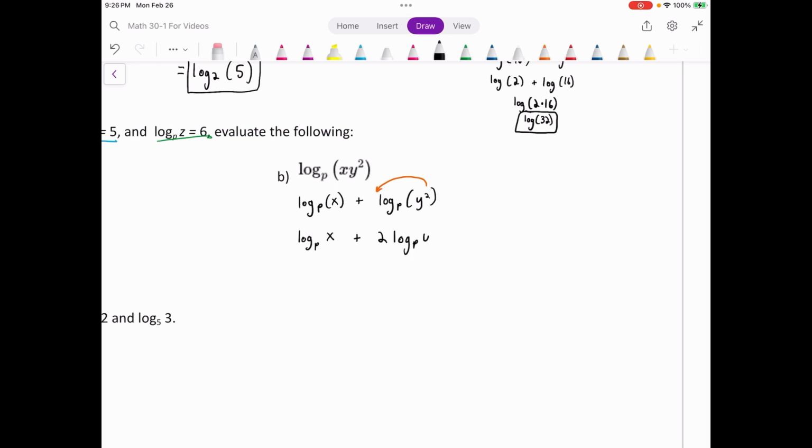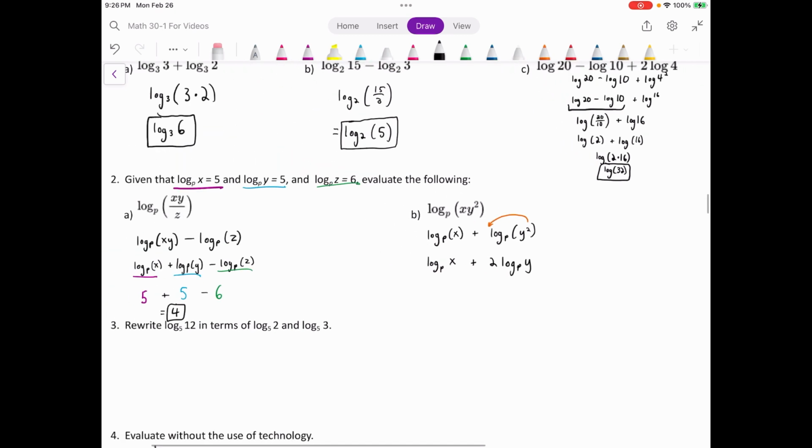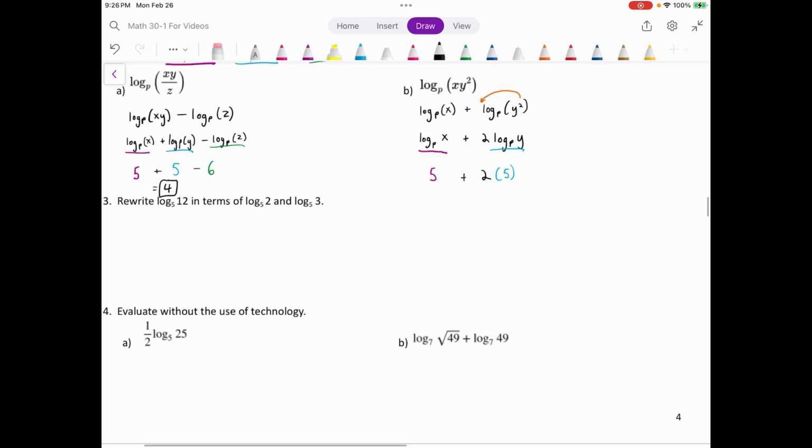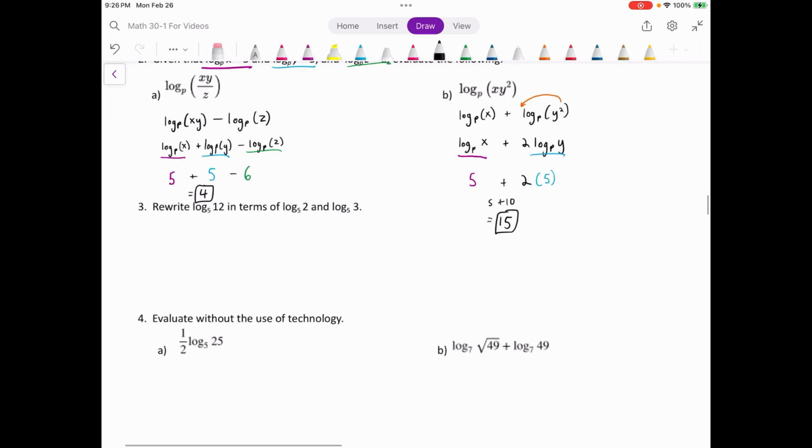of y. And look at that, we did it again, because we know that log base p of y is just 5, and we know that log base p of x is also just 5. So this is just saying we have 5 plus 2 times 5. Or in other words, 5 plus 10. Or in other words, 15. So this thing ends up simplifying and evaluating to be 15. And there we go. Kind of fun, right? I like these.